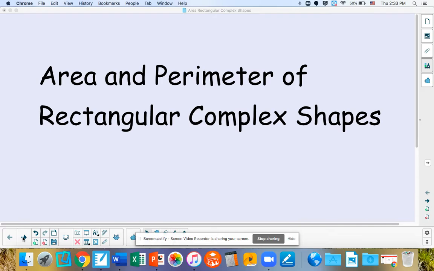In this video, we're going to talk about how to find area and perimeter of rectangular complex shapes. This can be a very tricky concept. So during the video, please take some notes. Try some of the examples on your own by pausing the video and then checking with my answers to see if your results match. And rewatch the video as often as you need to have a good understanding of the concepts.